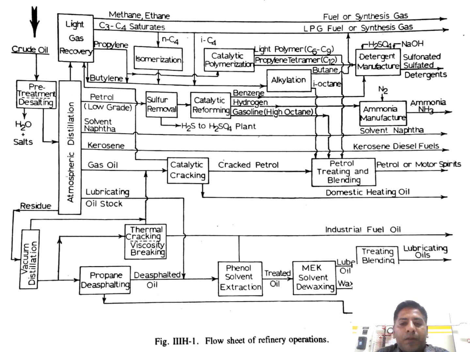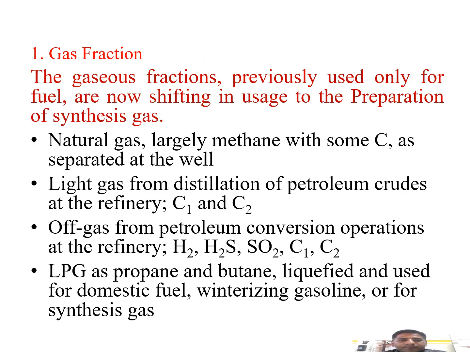Let's see briefly the petroleum products. First one is the gas fractions. The gas fraction is the gaseous fraction previously used only as fuel material, and is now shifting in usage to the preparation of synthesis gases. Natural gas, largely methane with some higher carbon compounds, is separated at the well.